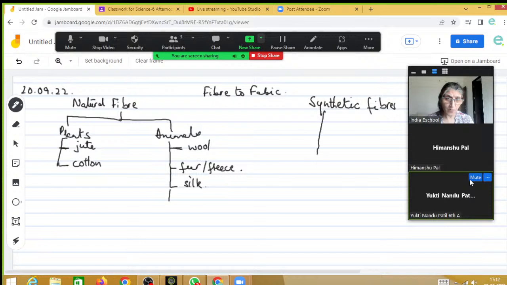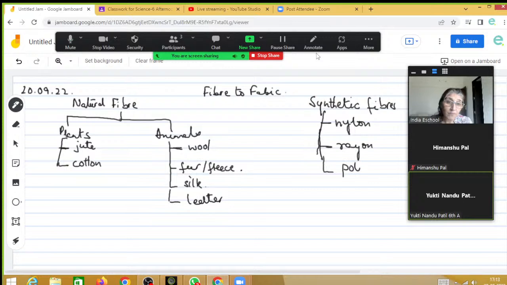Leather. No, leather comes from animals only. Nylon. Yes, very good. Nylon, rayon, polyester, acrylic. I have written nylon, rayon, polyester, and acrylic.